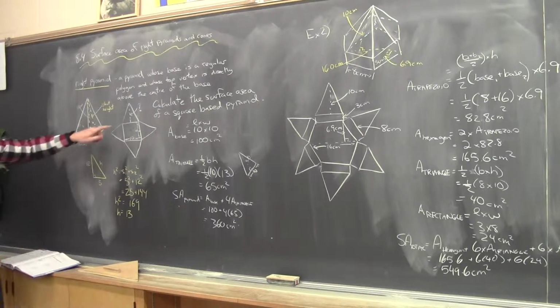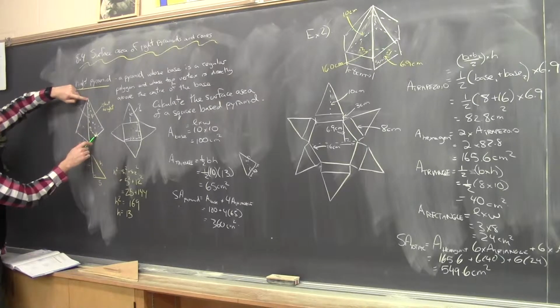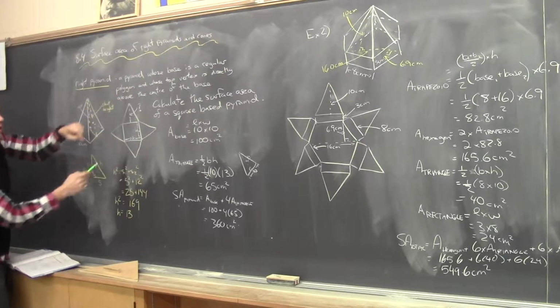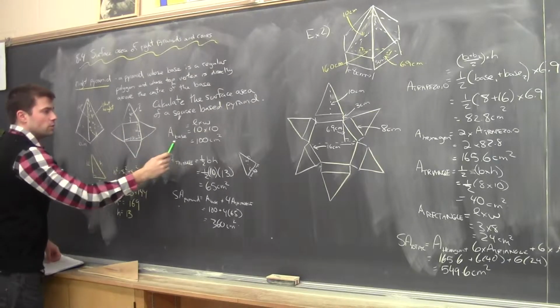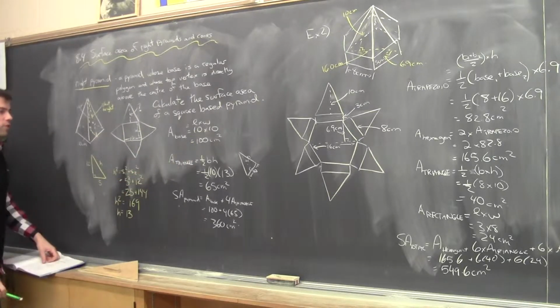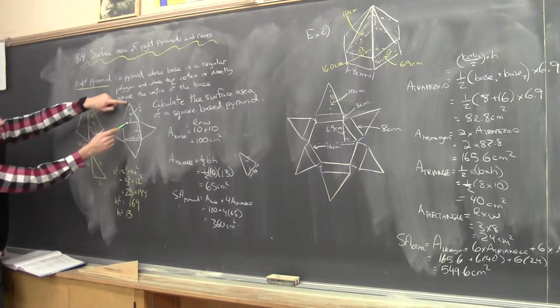It's asking us for the surface area. We don't know the height of this triangle, or the slant height. So this height here is this height here. Okay, so we need to figure that out. So first and foremost, we can calculate the area of the base, which is just 10 times 10, which is 100.